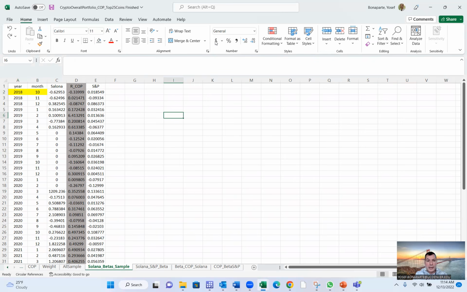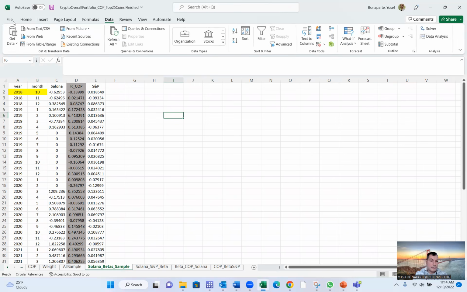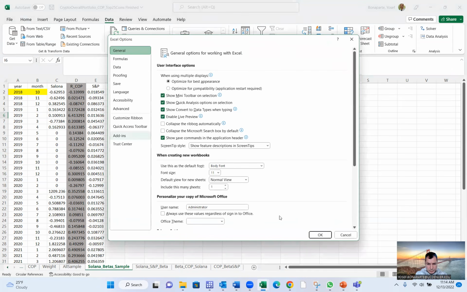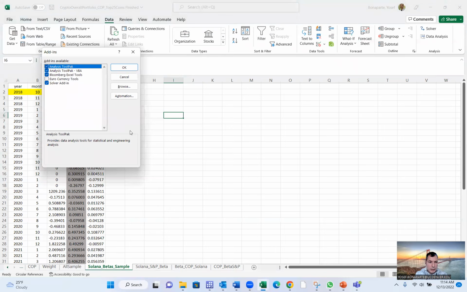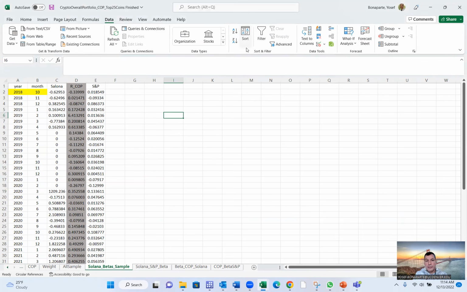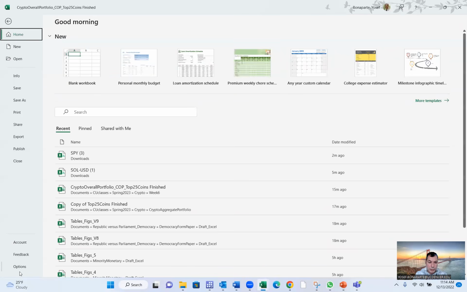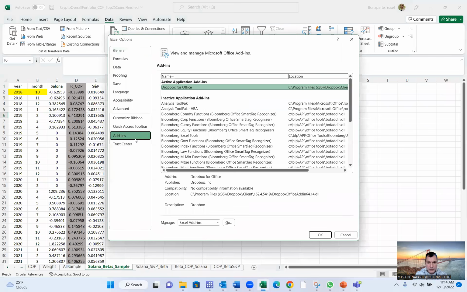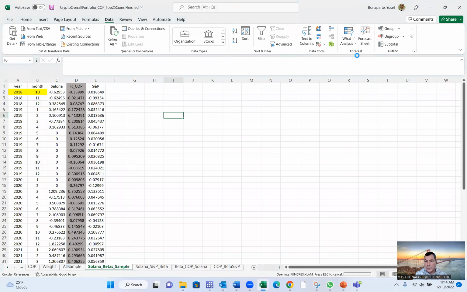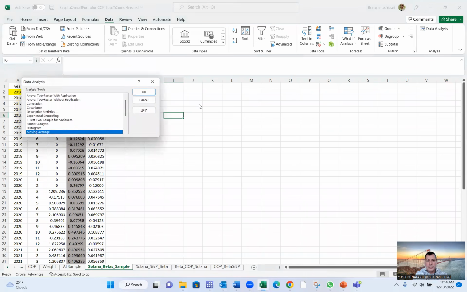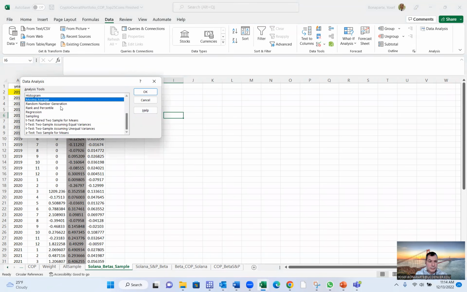The next step is to go to data analysis. If you don't have the data analysis option, you need it, so you go to file, options, add-ins, go, and you check the top 2 boxes. Then you get data analysis, and you go to regression.